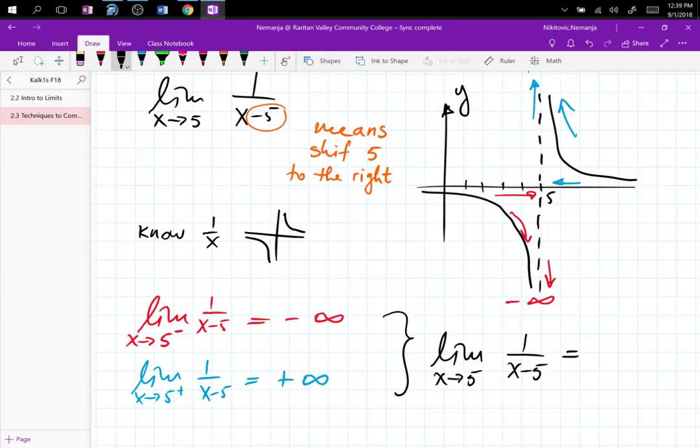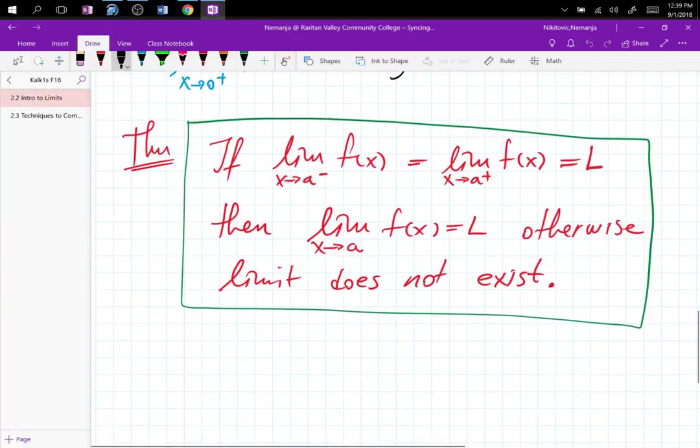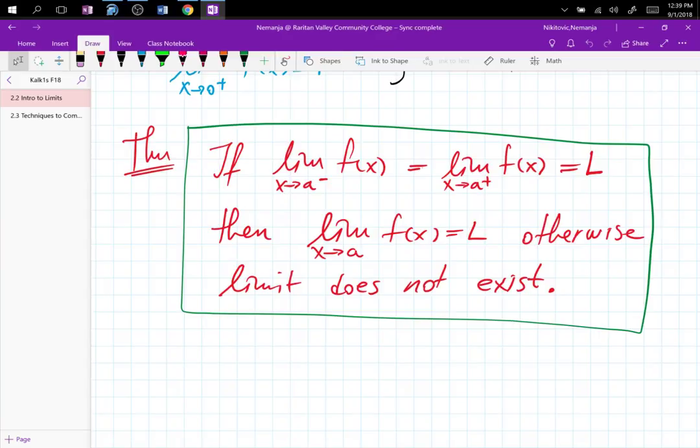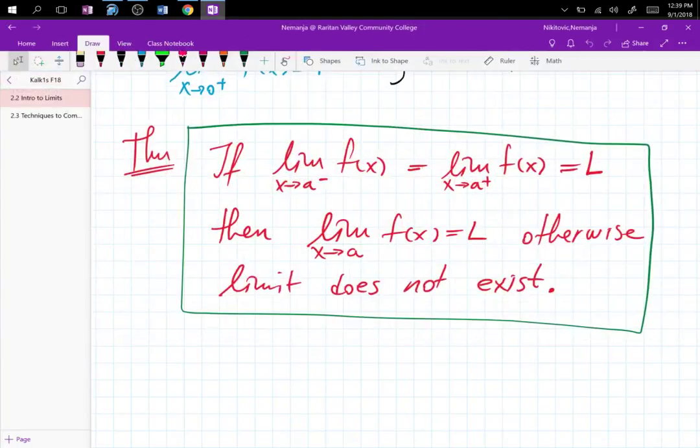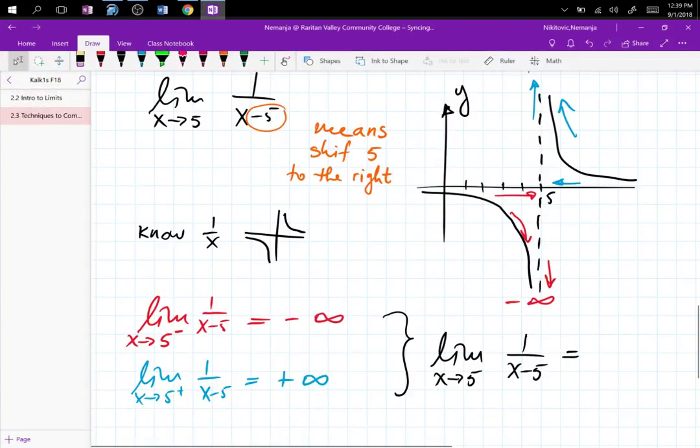What's the limit? What does the theorem say? If they're the same, that's the limit. If they're not the same, does not exist. So please use all of your mental power now and tell me, are the red and blue the same?